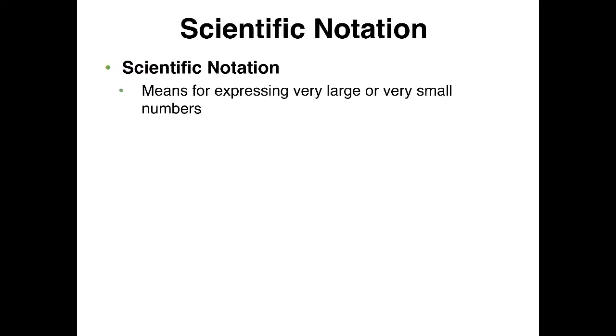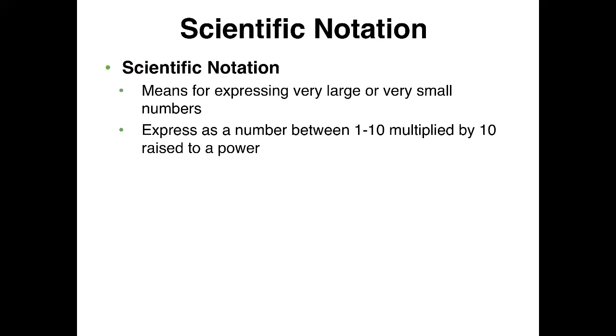Next, we're going to talk about scientific notation. Scientific notation is a means of expressing either very, very large numbers or very, very small numbers. You express the number as a digit or a number between 1 and 10 multiplied by 10 raised to a power.